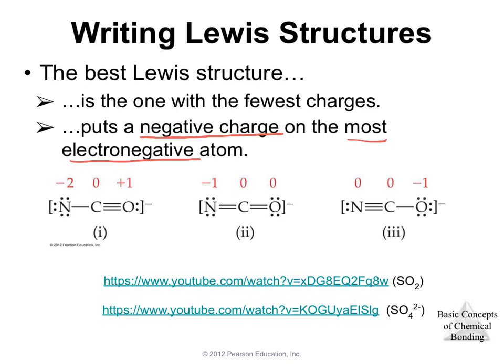You guys, there are 2 more videos posted here if you want to watch. Try a few on the worksheet, and if you're still having trouble, this SO2 is going to be a double bond, and the SO4 2- is an ion. The only difference is that you're adding 2 more electrons, but it is an interesting one to watch.